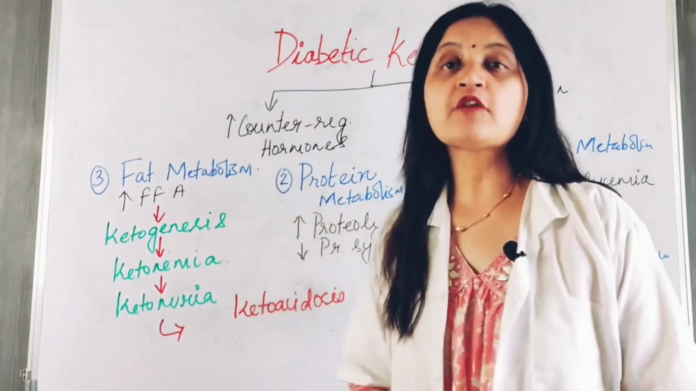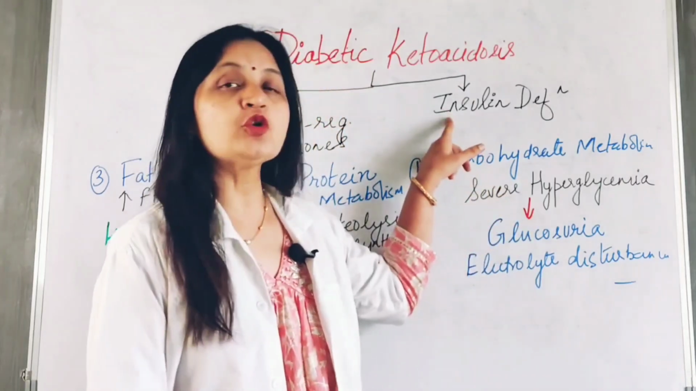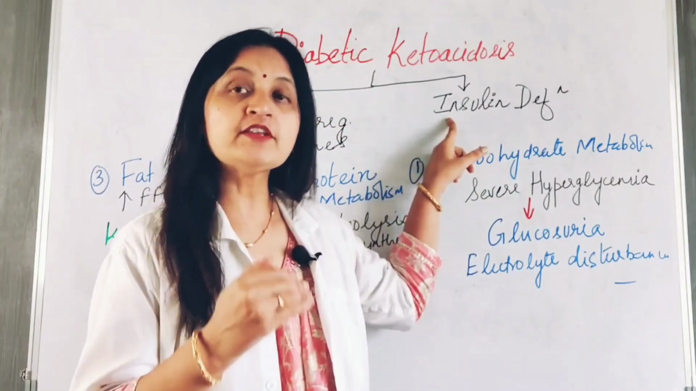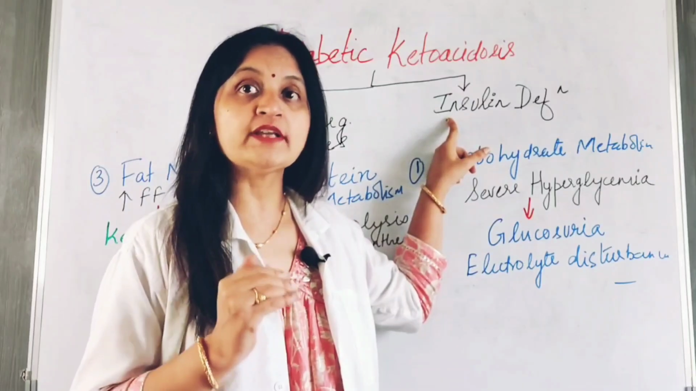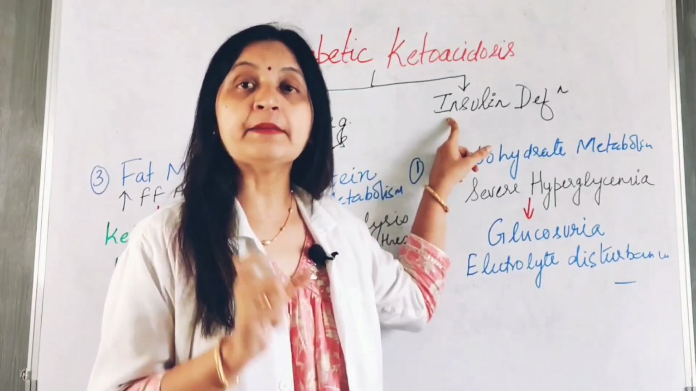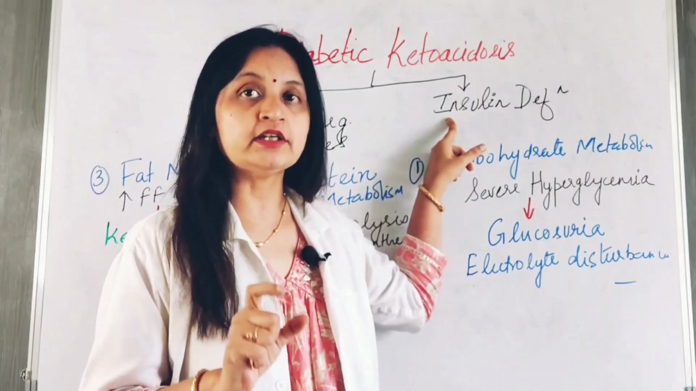It occurs because of absolute or relative insulin deficiency, and because of insulin deficiency there is decreased glucose uptake by the tissues and the organs, and this results in build-up of glucose in the circulation.